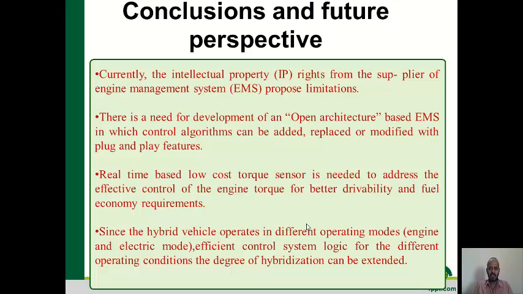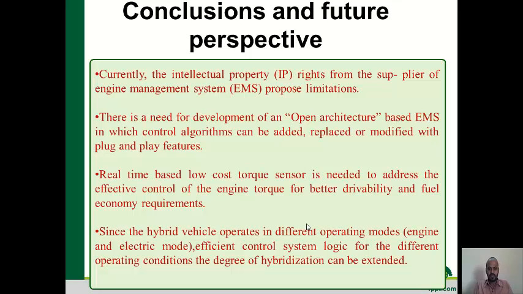So in order to solve this, an open architecture based ECU, or you can say an open architecture based engine management system, is needed for development in the present scenario. Next, nowadays the engine control is depending upon torque. Whatever the requirement given by the driver or other systems, everything will be calculated and controlled towards torque, and finally for the torque, all the control functions will be controlled. So if you develop a low cost torque sensor to measure the engine torque output, we can make a closed loop control by using the low cost torque sensor.